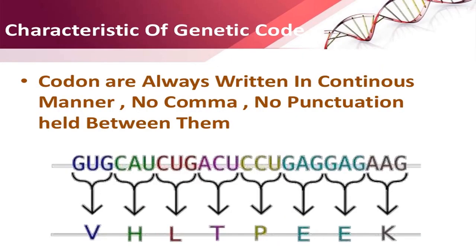Next characteristic is that codons are always written in a continuous manner. No comma, no punctuation is held between them. Here you see this is an mRNA chain, and in this mRNA chain these codons are present like this, GUG, CAU. You can say no comma between these, and no punctuation is present here. That's why we can say this is written in a continuous manner.